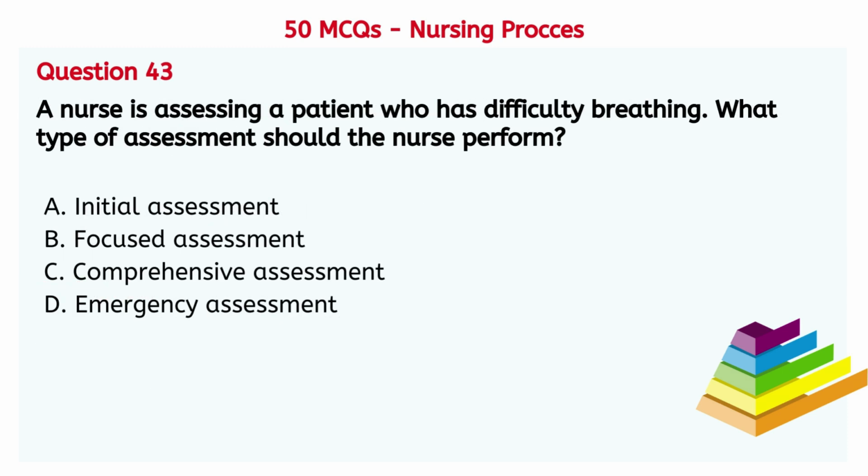Question 43. A nurse is assessing a patient who has difficulty breathing. What type of assessment should the nurse perform? The options are: A. Initial assessment. B. Focused assessment. C. Comprehensive assessment. D. Emergency assessment.